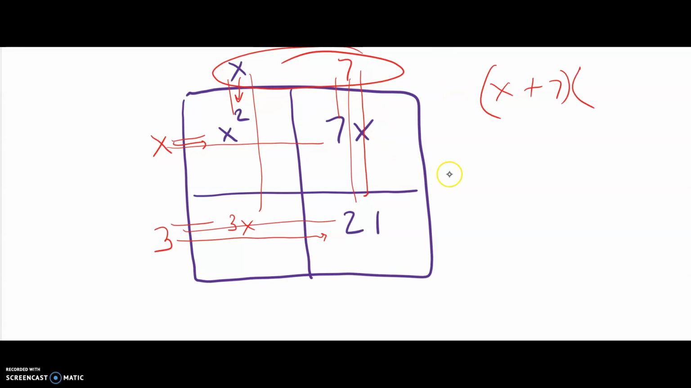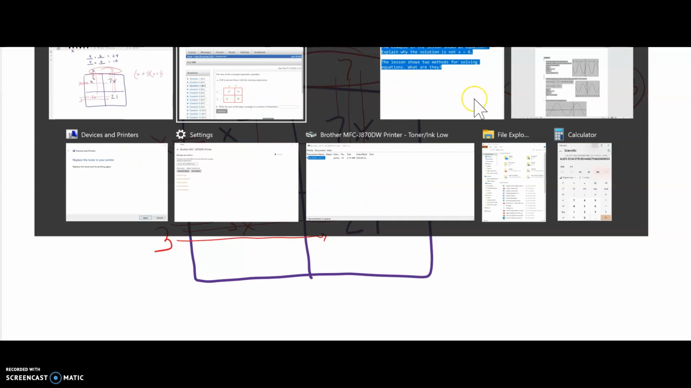Literally, you could think of the top as the length of this rectangle. The rectangle's length is x plus 7, and the width of the rectangle is x plus 3. So write x plus 3. When you multiply x plus 7 times x plus 3, you get the actual area of this rectangle. So that's part B, x plus 7, x plus 3.